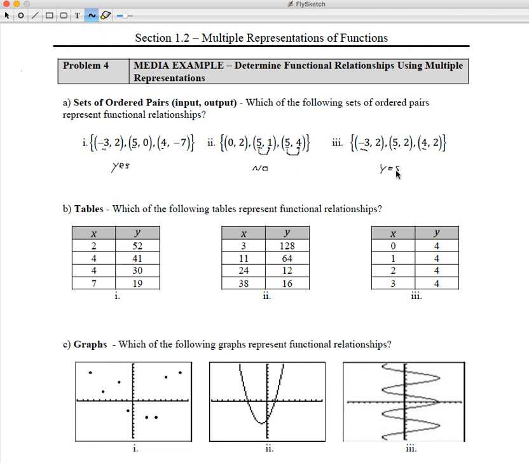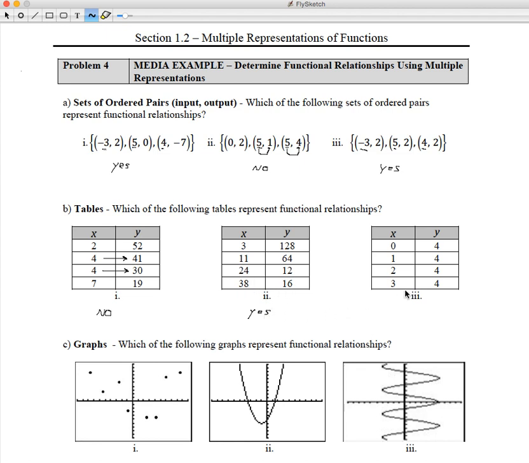I'm going to do the same kind of thing looking at table values. I want to scan down through my input list. If any of them are repeated with different outputs, I have a problem. So with this very first table, 4 goes to 41, 4 goes to 30. That is a problem. I have a single input 4 associated with two different outputs, not a function. Looking at the second table, all of my inputs are different. So I have every input is associated with a unique output, good for a function.